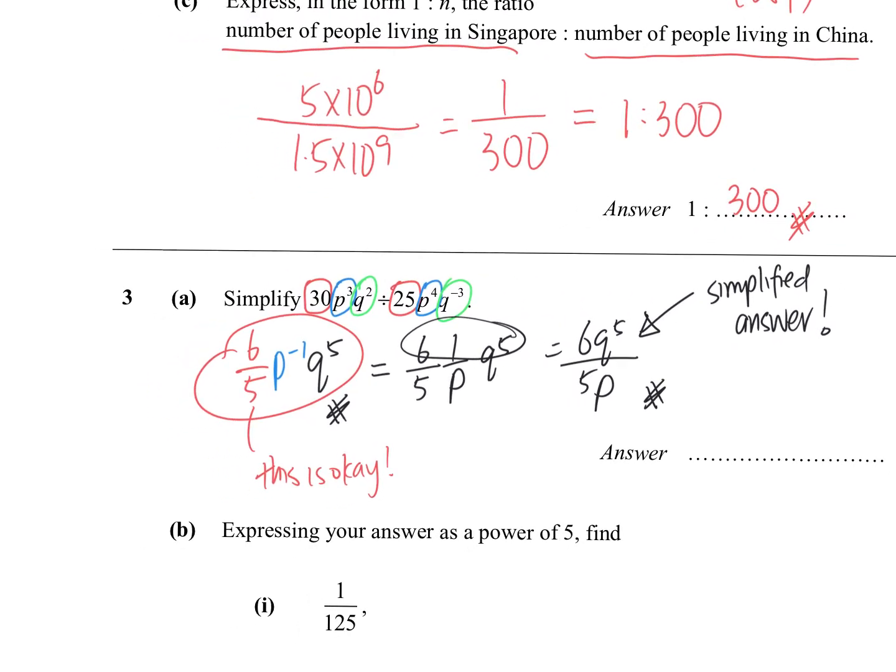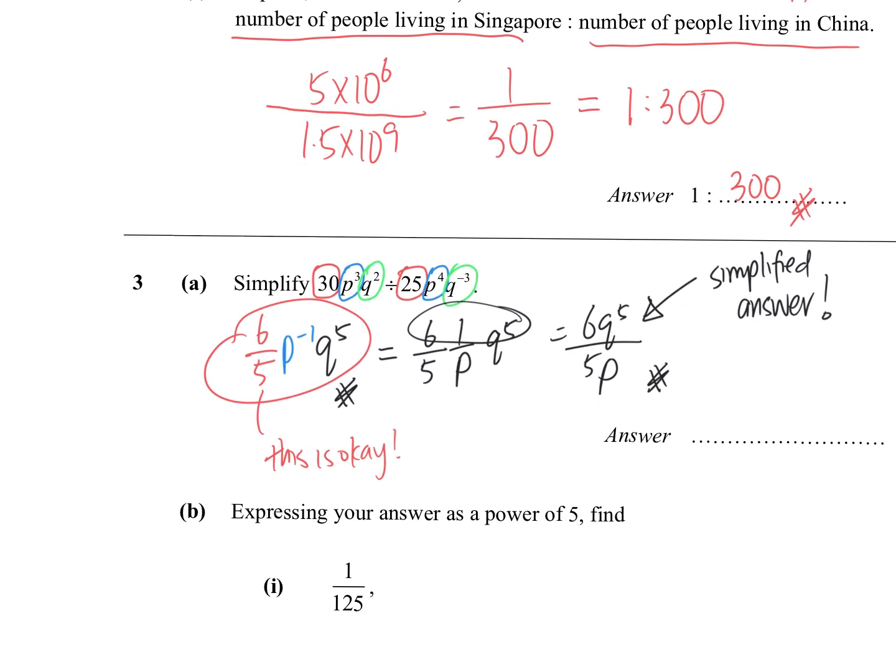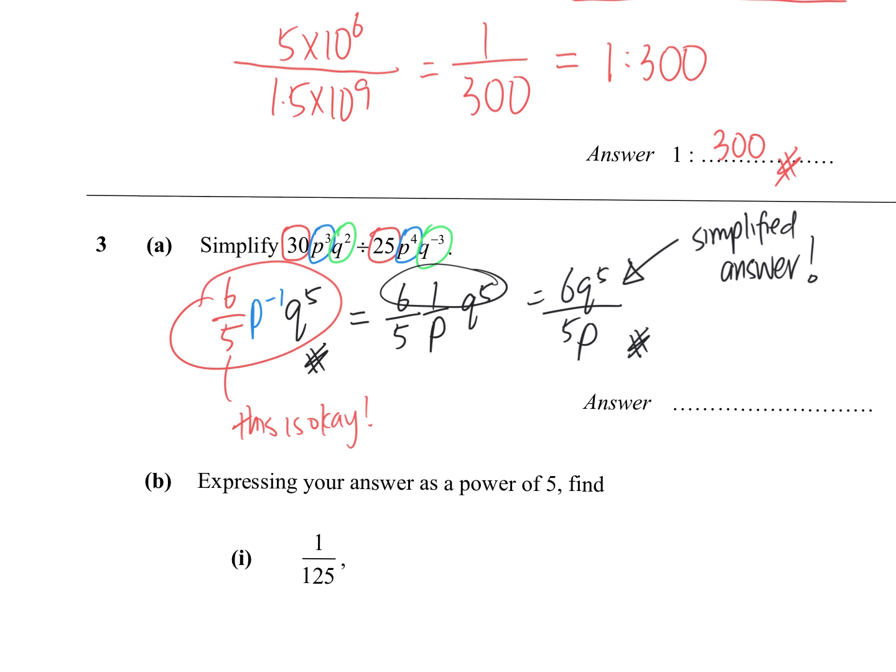Okay, these types of questions are very common. Every one of your WA2 papers always starts with this, so make sure you know how to do it. Okay, do corrections, highlight your mistakes, so you don't repeat the same thing.